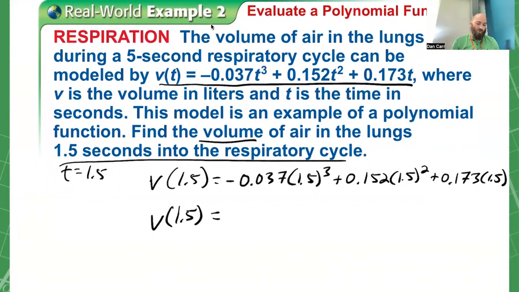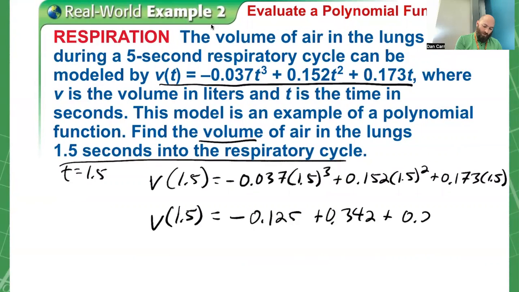If I do it step by step, I'll do negative 0.037 times 1.5 to the third power. Make sure if you're doing this in multiple steps, do your exponent first, and then do the multiplication, or at least put them in your calculator properly. So I have negative 0.1, and let's go with 3 decimal places, 125. Then I'll do 0.152 times 1.5 squared, and that's going to give me 0.342. And then 0.173 times the 1.5.